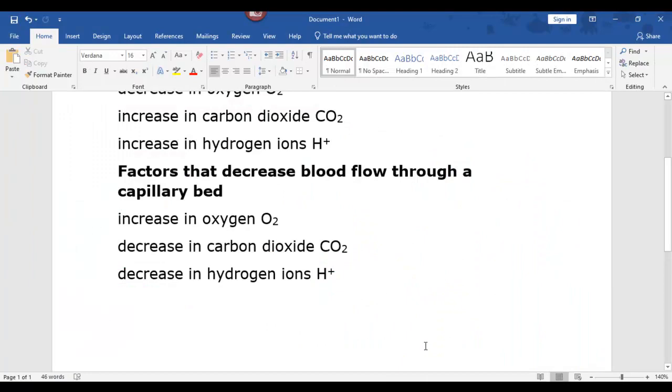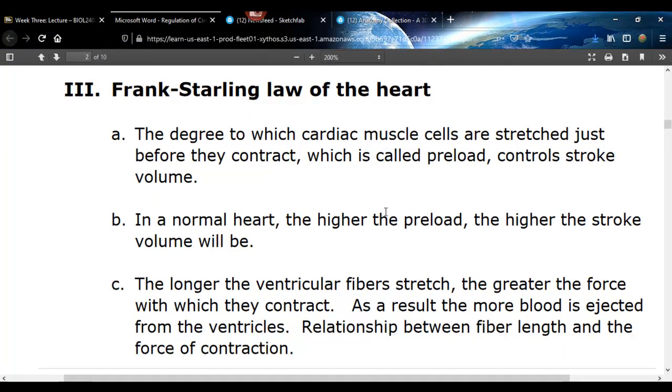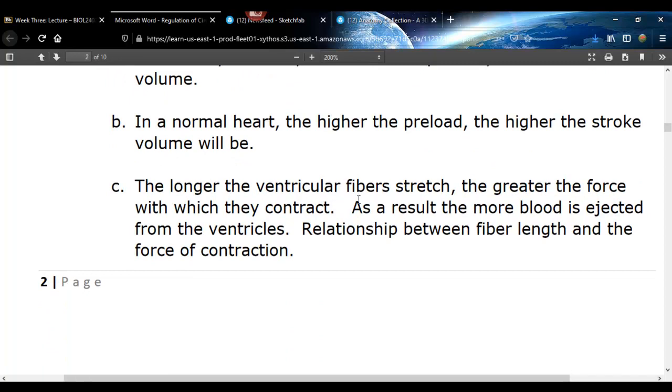Somebody discovered that, Frank Starling, and that's what it is. It's called a length tension relationship. The longer the ventricular fibers stretch, the greater the force with which they contract.